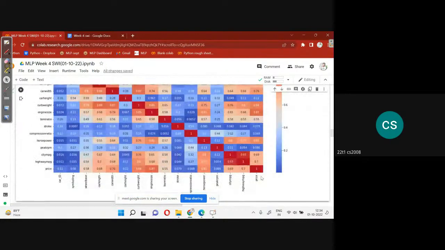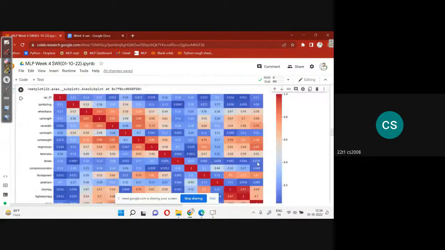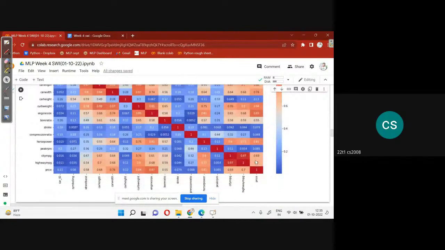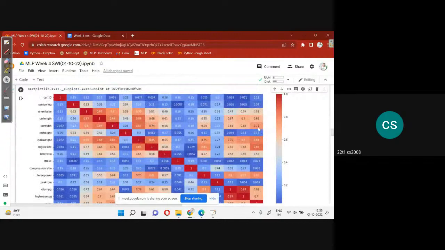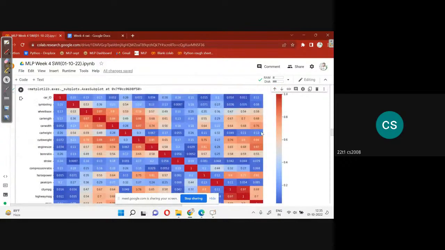I have plotted the price also. If you see the price, we can directly interpret that the price is highly correlated with highway MPG, car width, and also the engine size. We know that once the engine size increases, the power will increase, and once the power increases, obviously the price will increase. So it completely makes sense.